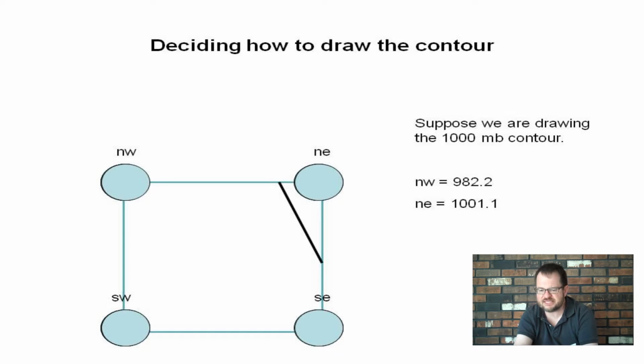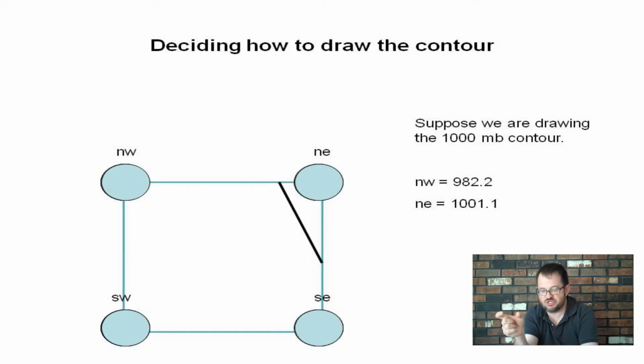Similarly, what if the northwest corner had a value of, let's say, 962 millibars, and the northeast corner had a value of 1,001? If I were trying to draw the 1,000 millibar contour here, clearly that contour needs to be closer to northeast than to northwest. The longitude of my contour line starting point needs to be closer to the longitude of northeast. This is a typical job for interpolation: figuring out where something is between two known points.